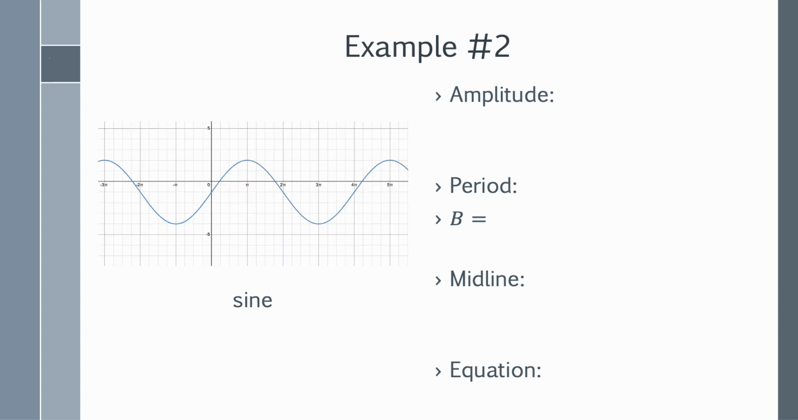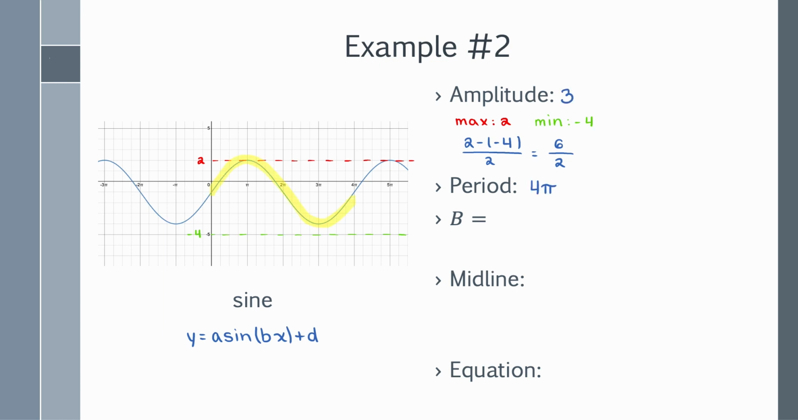Here is another example. Notice that we have the sine function, so the general equation is y equals a sine of bx plus d. The max is 2, the min is negative 4, so the amplitude is 2 minus the quantity negative 4 divided by 2, which is 6 divided by 2. Being careful with the negative sign and simplifying gives the amplitude as 3. Our period is 4 pi, so b equals 2 pi divided by 4 pi, which is equivalent to 1/2.